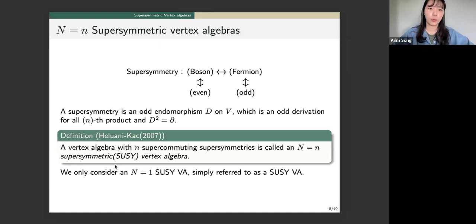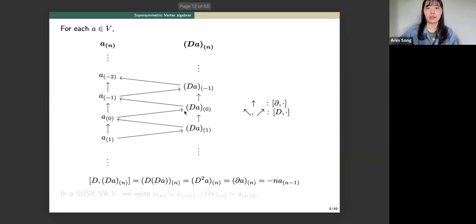If a vertex algebra is equipped with N supercommuting supersymmetries, we call it an N equals N supersymmetric vertex algebra. In this talk, we'll just consider the N equals 1 case, so we'll simply omit N equals 1 and just call it a supersymmetric vertex algebra. In a supersymmetric vertex algebra, we can draw a picture like this. As I said earlier, these vertical lines represent the nth products of elements in the vertex algebra. Here I drew the nth product of A, and the nth product of DA. The arrows going up are the commutator with the translation operator, as earlier.